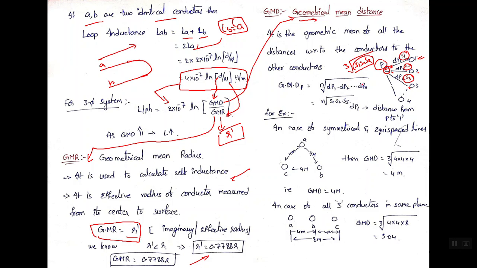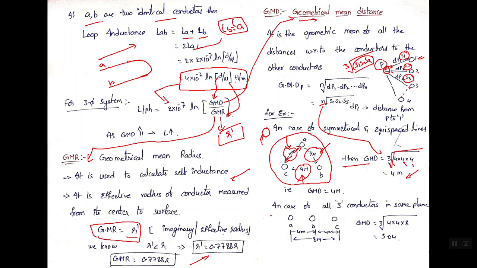Okay. In the exams, we will get two types of problems. These are very easy and very important. For example, in case of symmetrical and equally spaced lines, the spacing is 4 meters between each conductor. They are symmetrical and also equally spaced with 4 meters. Then what is the GMD? GMD is equal to the n-th root, where in the place of n we have to take 3 conductors, and the distances are 4 meter, 4 meter, 4 meter. We have to take 4, 4, 4. So we will get 4 meter.